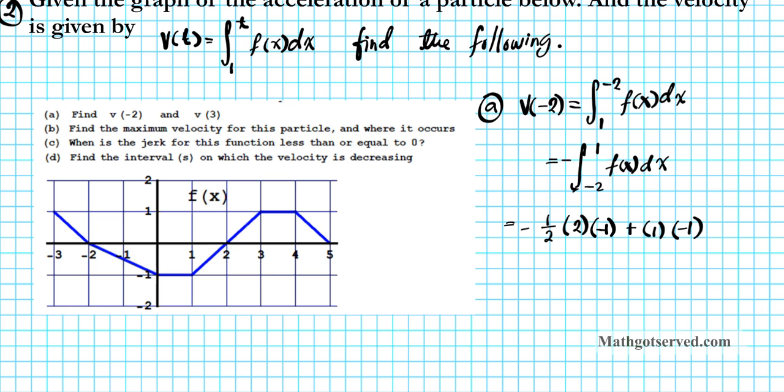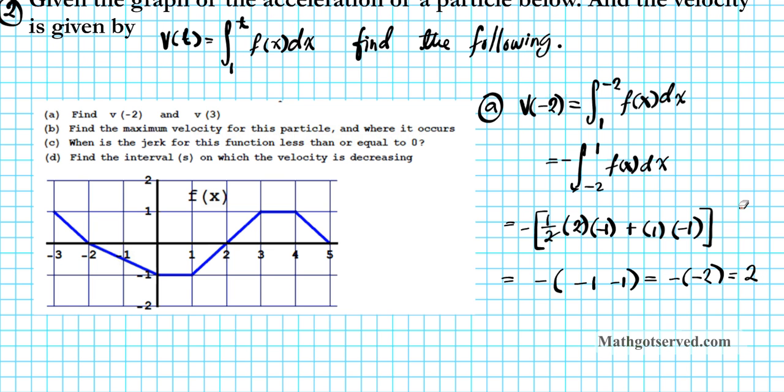Remember, this is the area of this triangle right here, plus the area of this square right here. So that's going to yield negative, this entire expression: these two 2's cancel out, negative 1, 1 times negative 1 is negative 1, minus 1. Alright, so you have negative times negative 2, and your final answer is 2.